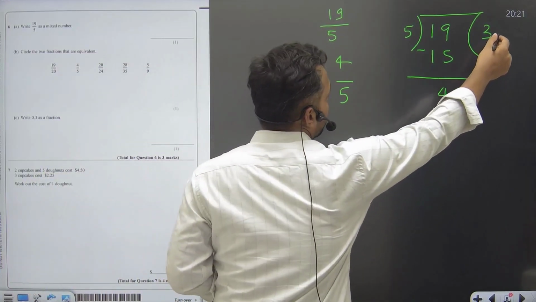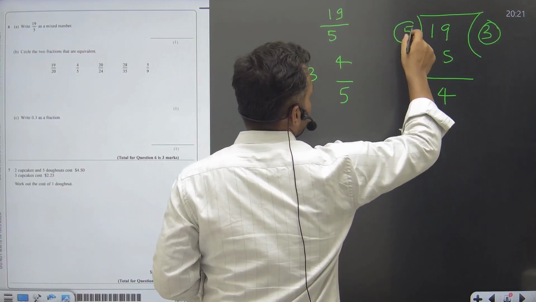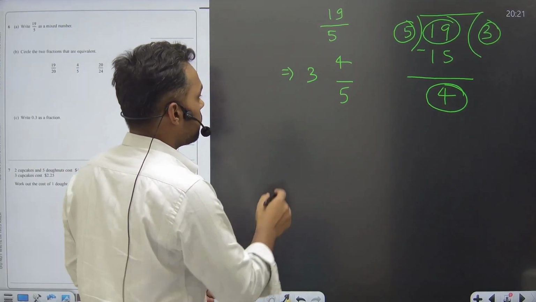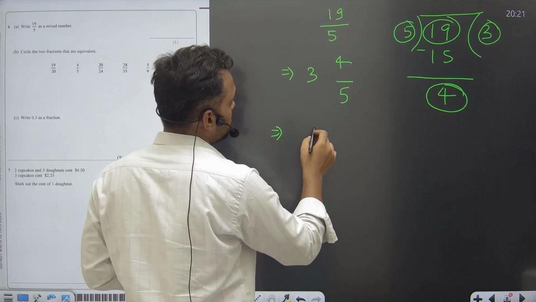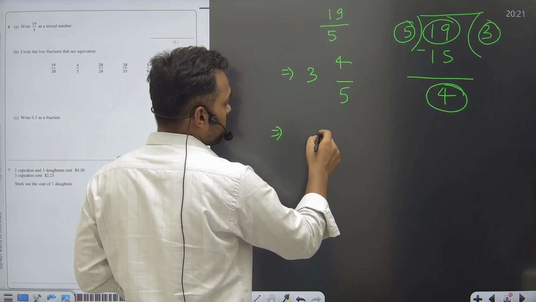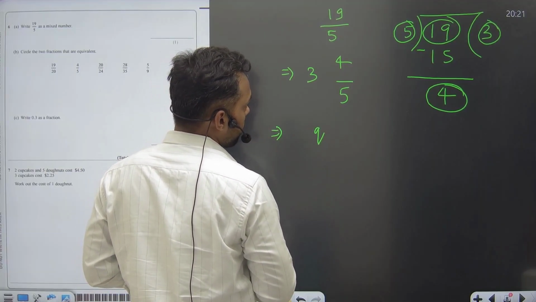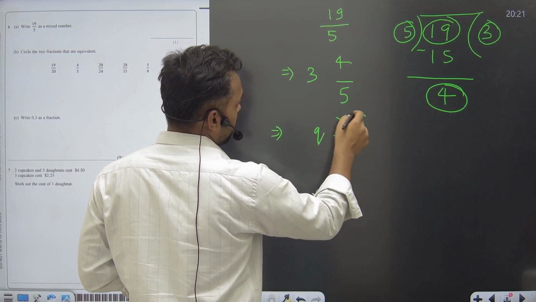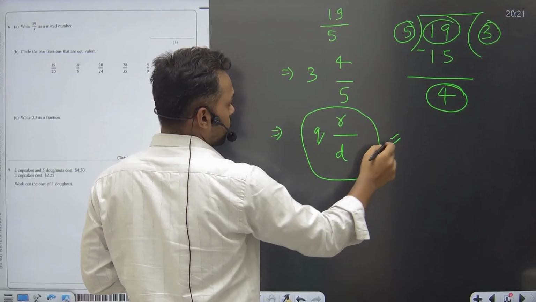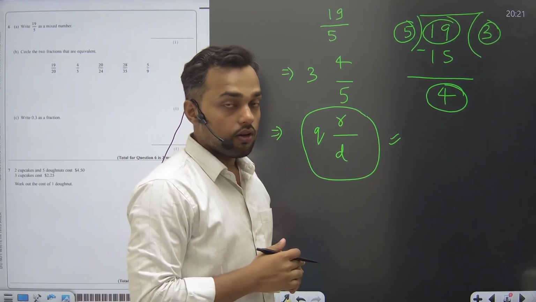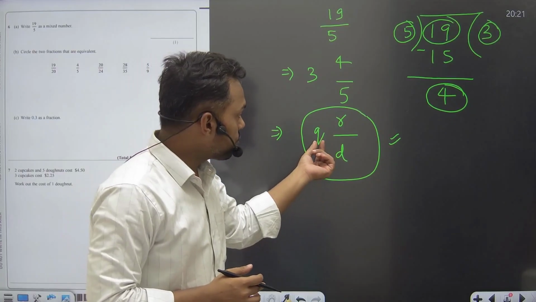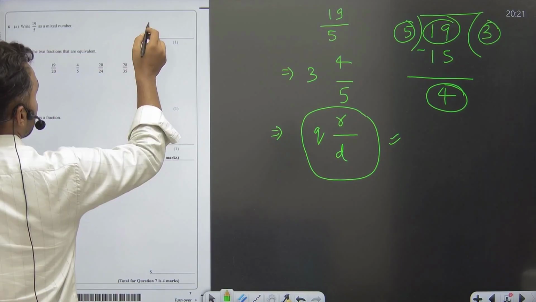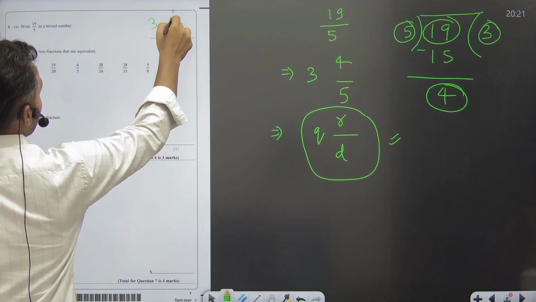This is the quotient, this is the divisor, this is the dividend, this is the remainder. So in short, it will be quotient, remainder upon divisor. This is the short form, students, to write any fraction into a mixed fraction: quotient whole, remainder upon divisor. So the solution here will be 3 whole 4 by 5.